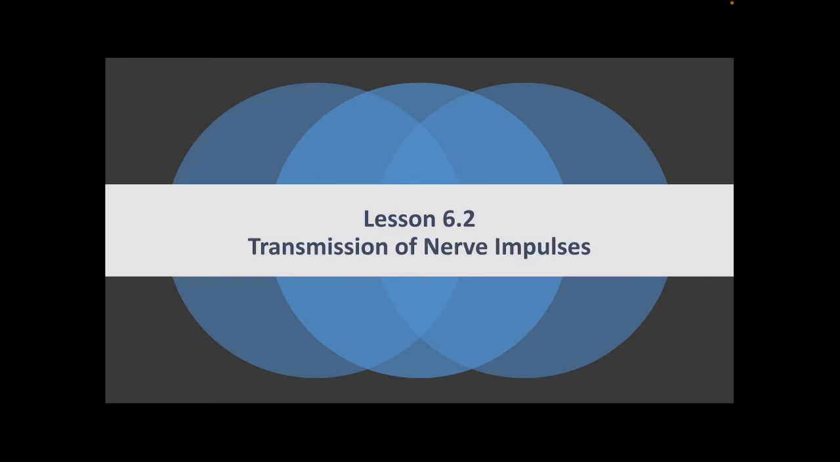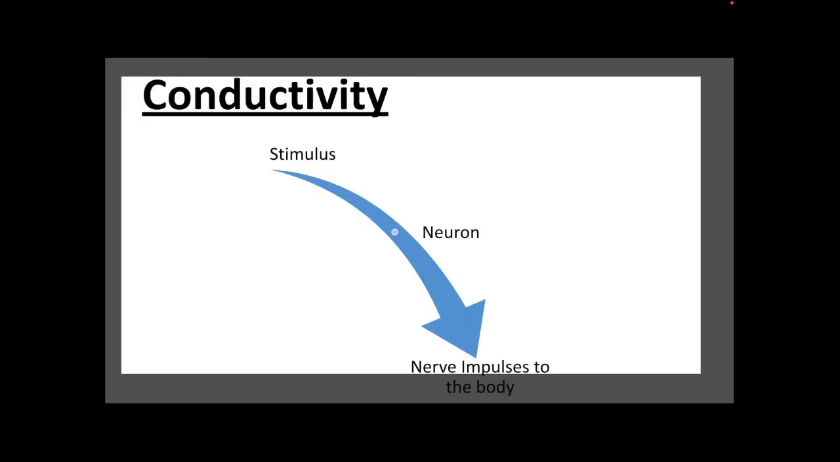In 6.2, we are going to get into how exactly a nerve transports information from one place to another. We're going to learn about how nerves are actually involved in electrical signaling, but there are also some chemical components to it as well.